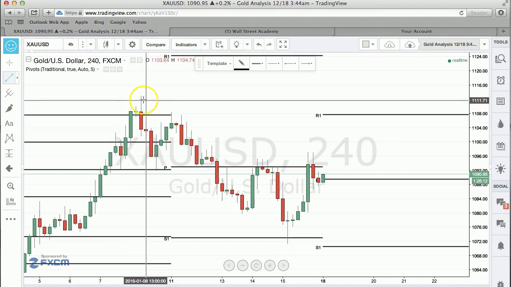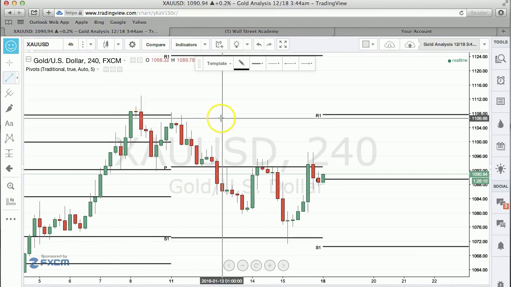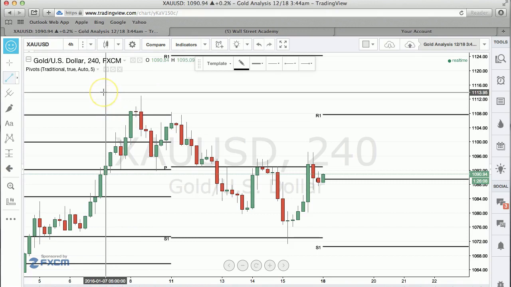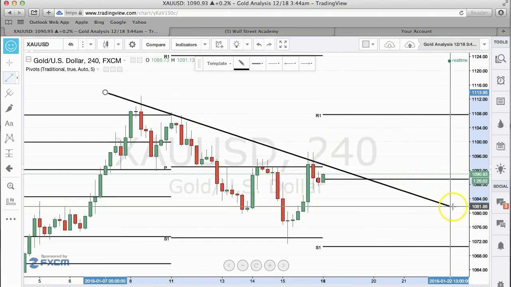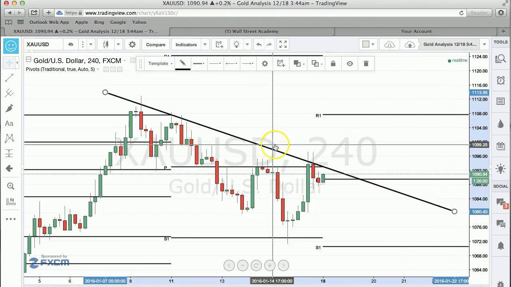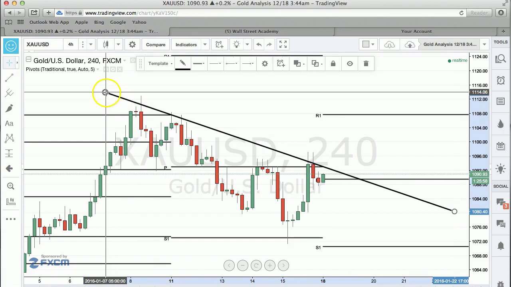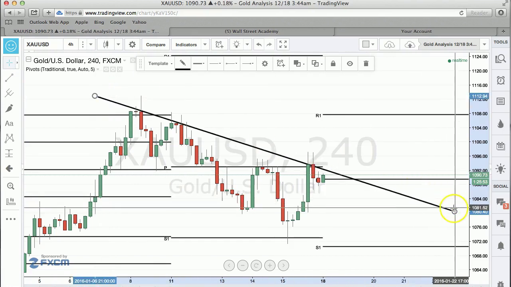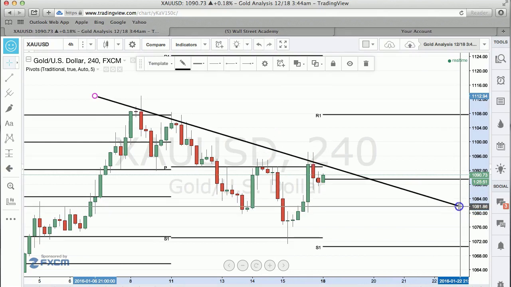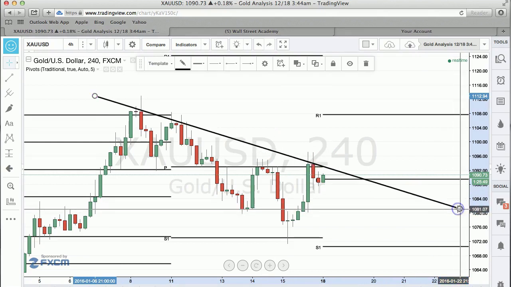Some people take it from the very top of the wick all the way down. I personally don't use the wick. But I seen a perfect trend line right here where price had actually touched it 3 times, reversing every single time. Perfect.